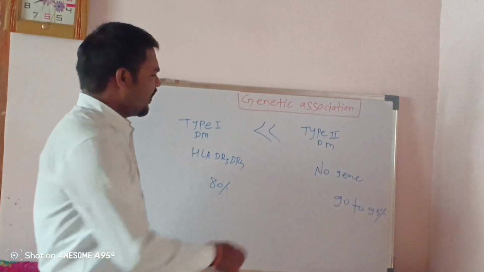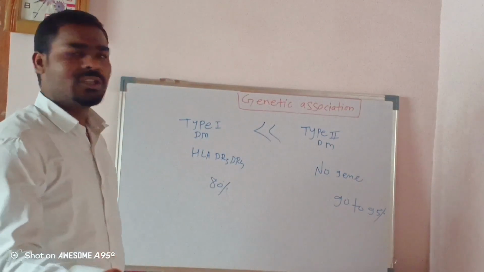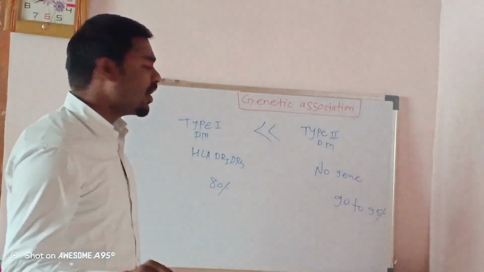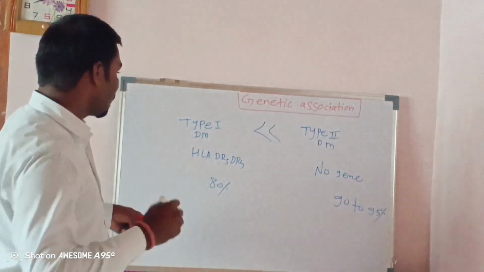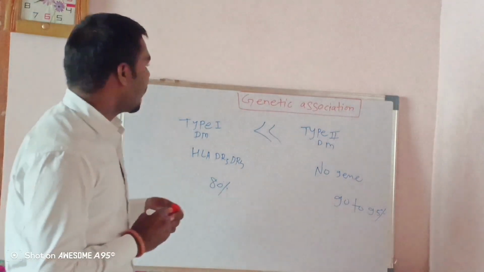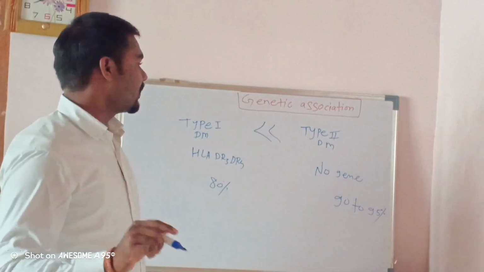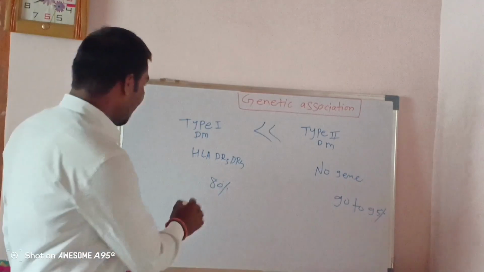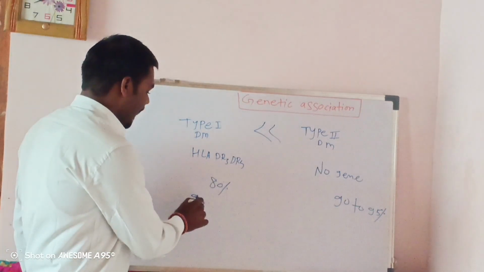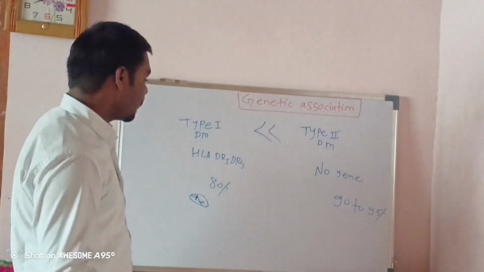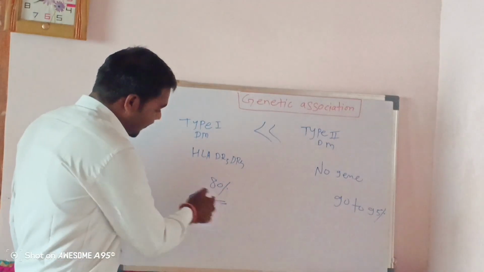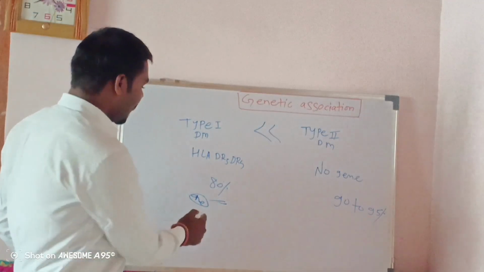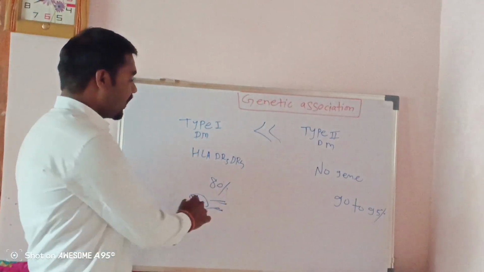But how can we say that type 2 diabetes mellitus is more strongly associated with genetics than type 1? This is by seeing the identical twins concordance rate. Identical twins and fraternal twins are the two types of twins. If one identical twin has type 1 diabetes mellitus, then the other identical twin has an 80% chance of also having type 1 diabetes mellitus, and this is called the identical twin concordance rate.